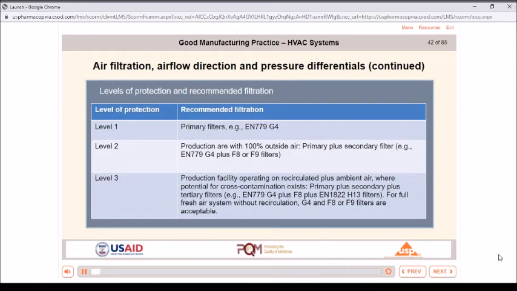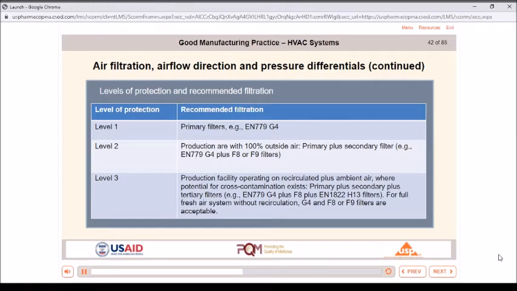Air filtration, airflow, direction, and pressure differentials continued. Levels of protection and recommended filtration. Level 1 protection. Primary filters, e.g. EN779G4. Level 2 protection. Production area with 100% outside air, primary plus secondary filter, e.g. EN779G4 plus F8 or F9 filters.